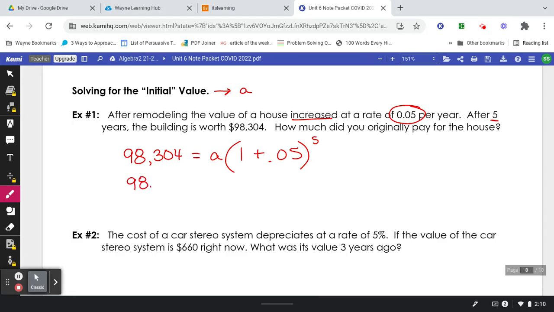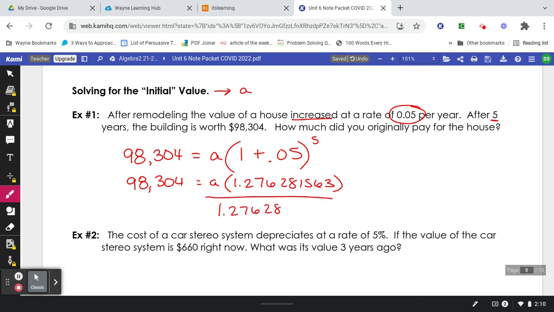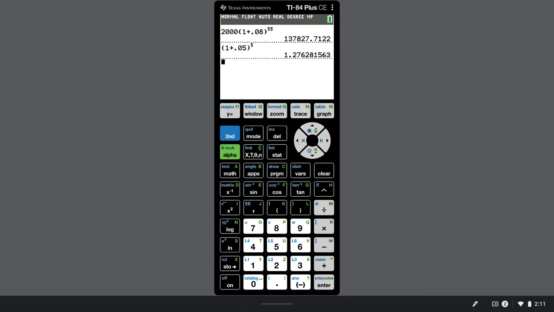I'm going to bring down the 98,000. And I'm going to type my decimal that I got. And I'm not going to round that. I'm just going to wait until the end to round it. I'm going to divide that out, so that way those cancel. And I'm going to show you on your calculator how you can not have to type that problem in again. What we have, the last thing we have on our calculator, is the answer that we got. And we know we have to do 98,304 divided by that answer.